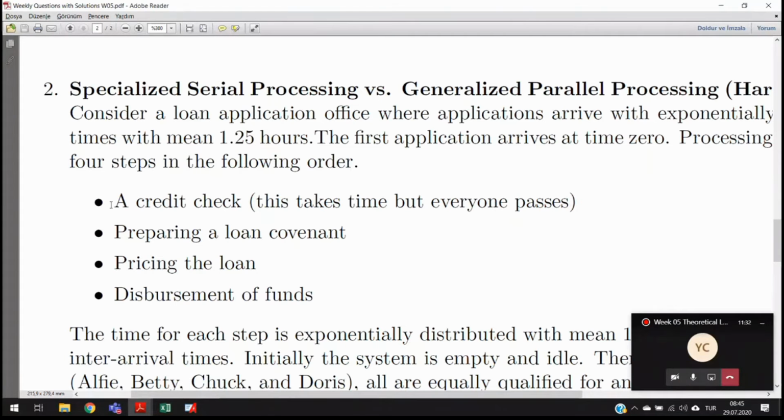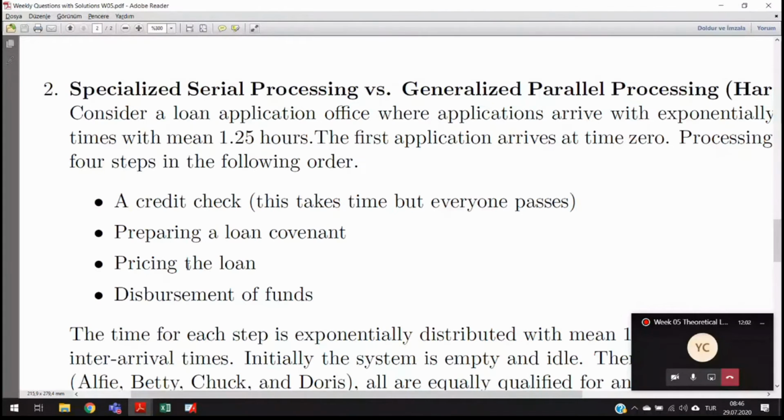So they are prerequisites of each other. For example, a credit check operation is a predecessor for preparing a loan covenant, which means we cannot start the loan covenant preparation operation before we complete the credit check operation for an entity. So basically we have four consecutive processes that every entity must go through. So let's read the details of the question.